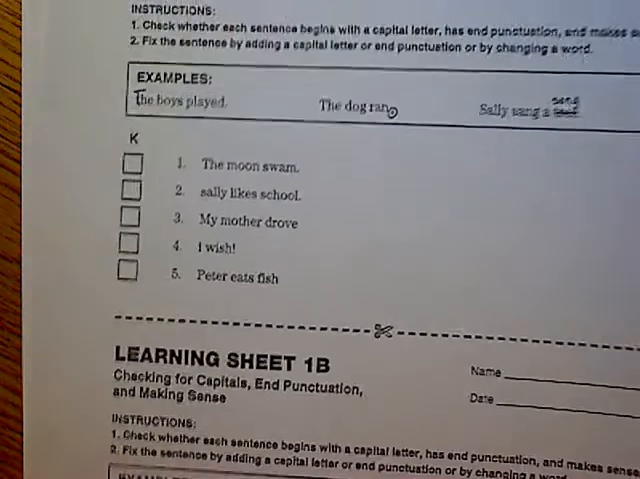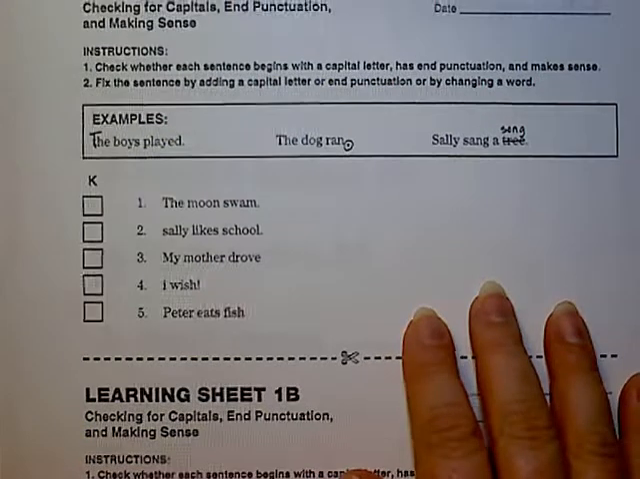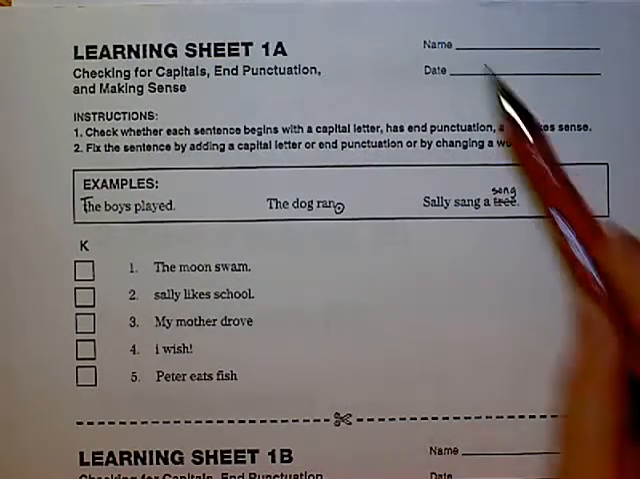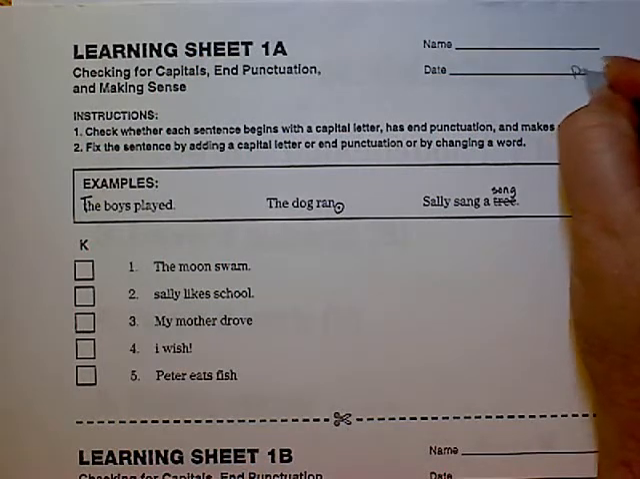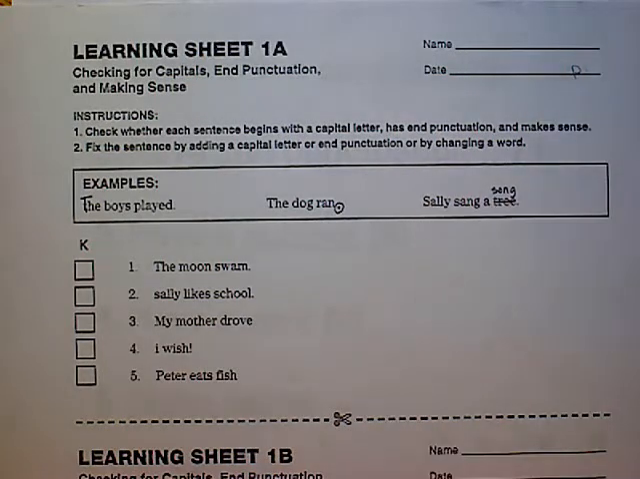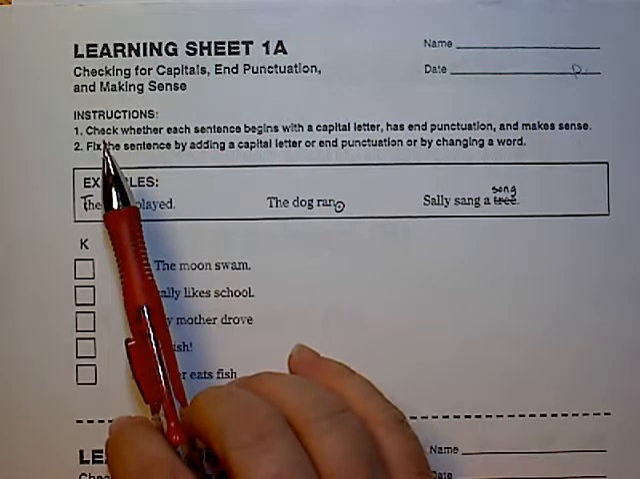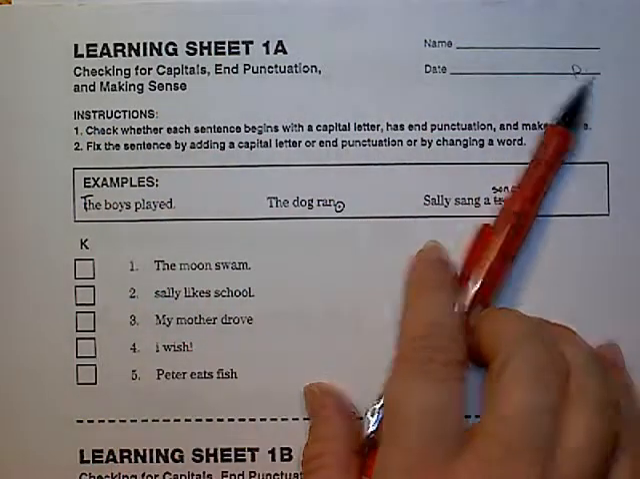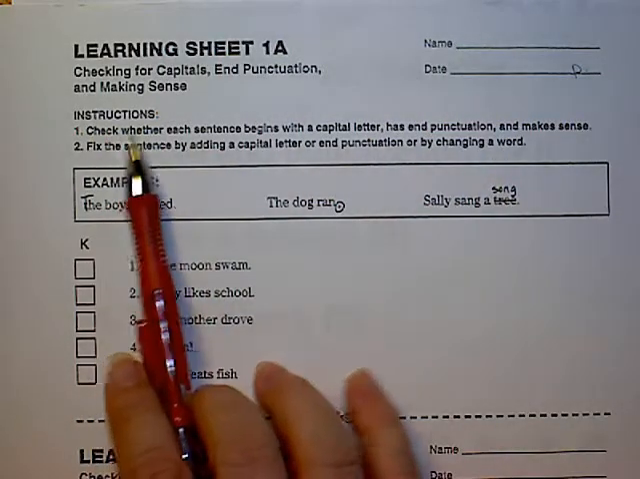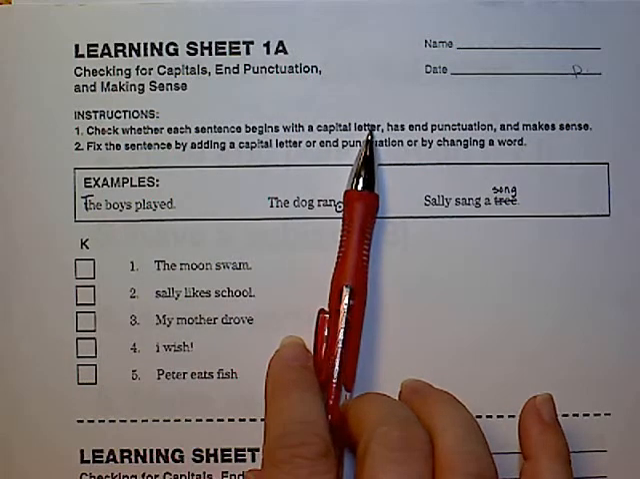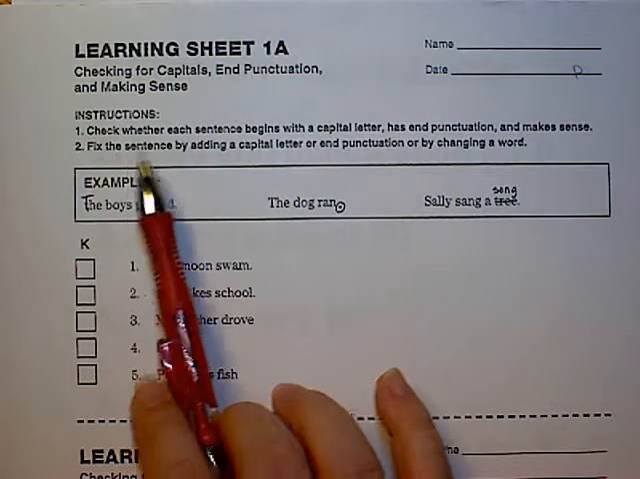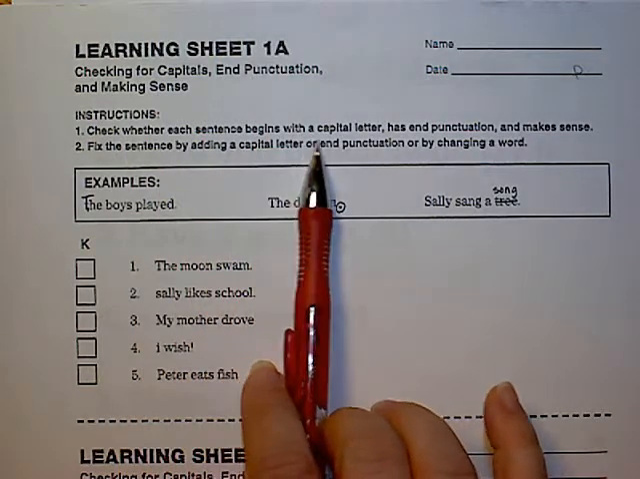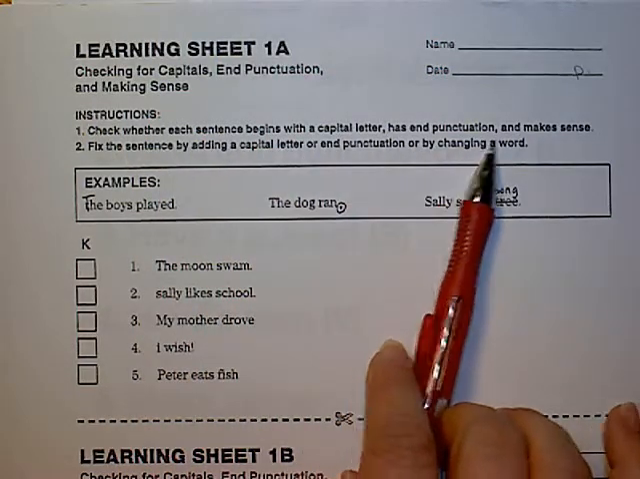Okay, so the example, and you're going to have your own sheet that you can check with me. Make sure that you have your name, the date, and go ahead and put which period you did this. So the first thing you want to do when you get a sheet of paper is name, date, and period. Then you want to do the instructions. Check whether each sentence begins with a capital letter, has end punctuation, and makes sense. Fix the sentence by adding a capital letter or end punctuation or by changing a word.